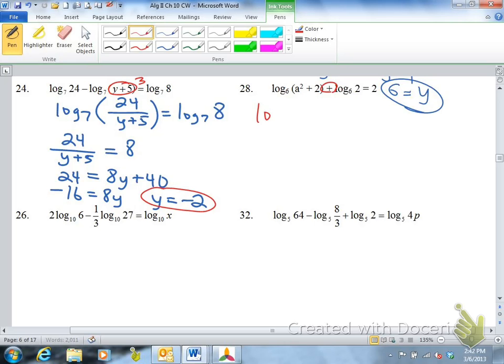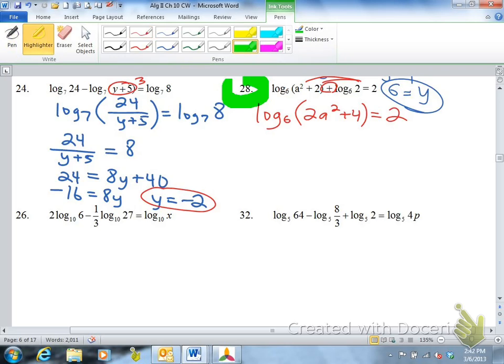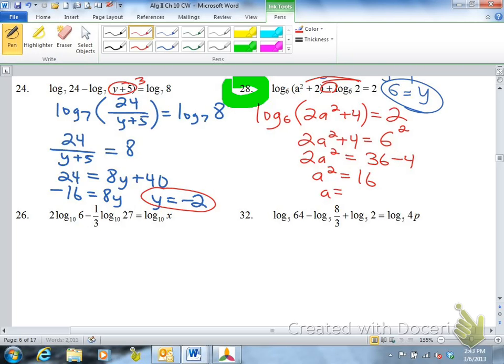So you're going to have log base 6 of, and you're going to multiply and get 2a squared plus 4 equals 2. So you have to distribute the 2 and multiply. And this is the kind, which I'll highlight again because students often forget how to do one like this. When you have a log on one side, you have to write it in exponential form, which is b to the y equals x. So you'd have 2a squared plus 4 equals 6 squared. So 2a squared equals 36 minus 4 from both sides. So a squared equals 16, a equals plus and minus 4.